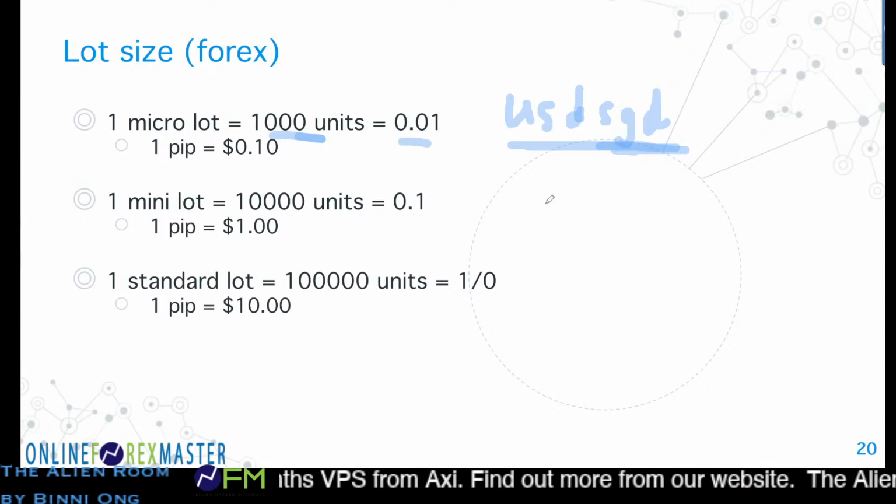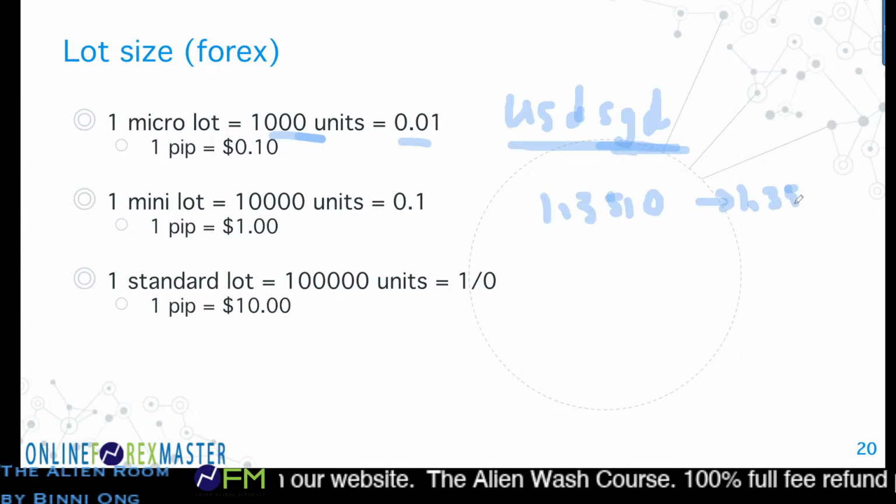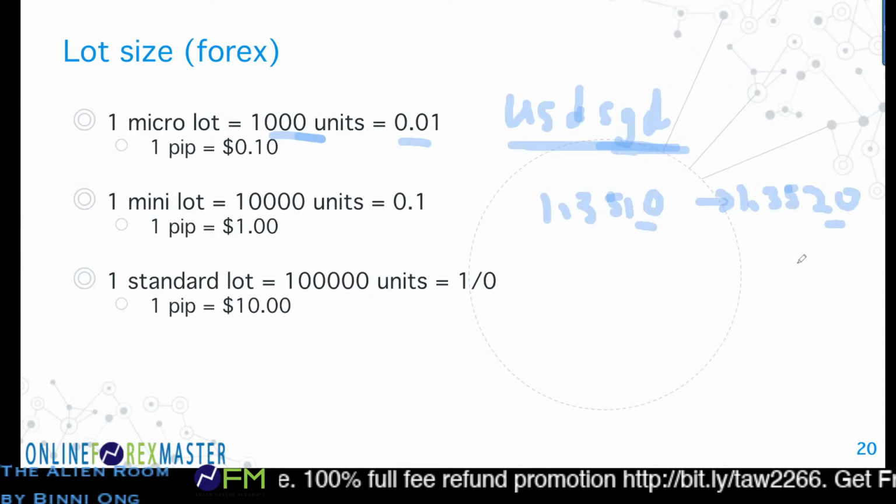Now let's say, for example, the quote is 1.3510 and it moved to 1.3520. A lot of you will have a problem identifying pips. Don't worry, this will come naturally to you. I have a lesson to talk about this. But it means that there is a difference of 10 pips. See it as 10 points, or remove the dot and see it as 135010 to 135020. Basically, it's a difference of 10.